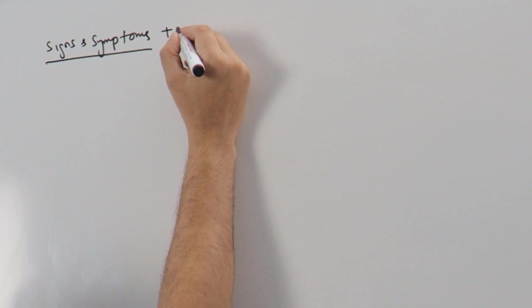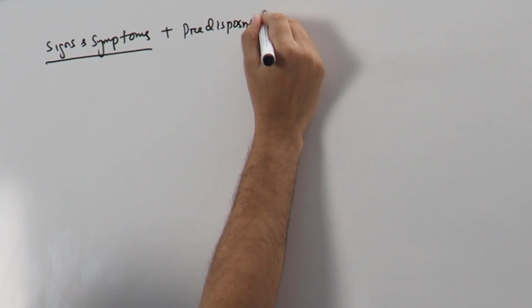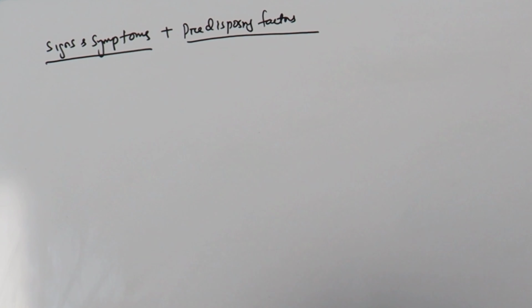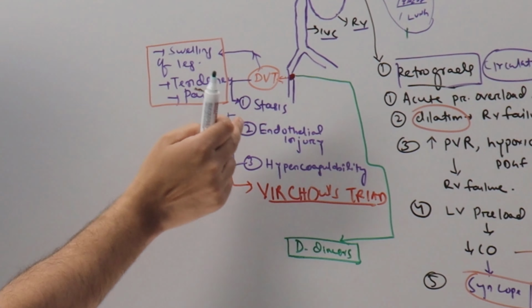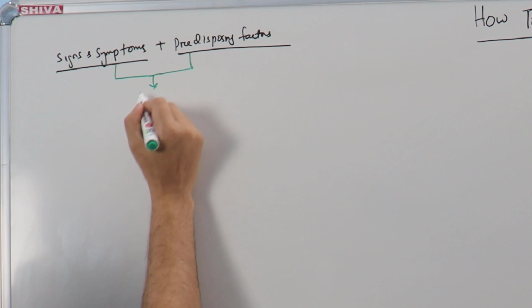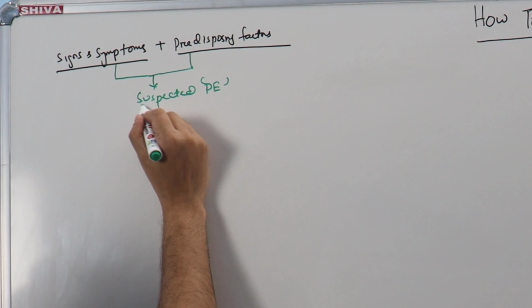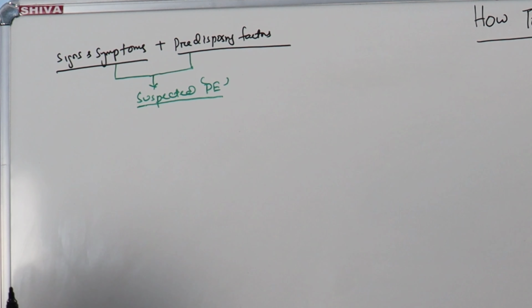And then you examine the patient, you take the history, you find out there are predisposing factors. Right? So signs and symptoms and predisposing factors. And what are the predisposing factors that we have discussed? That is the disturbances in the Virchow's triad: stasis, endothelial injury, and hypercoagulability. Now, when both of these are present, we call this suspected PE. Now, it is not diagnosed. Right? Once you have suspected PE, the next step is you check their hemodynamic stability status.